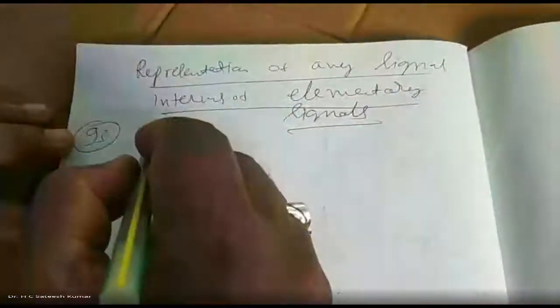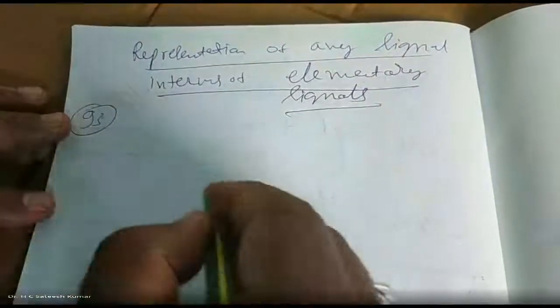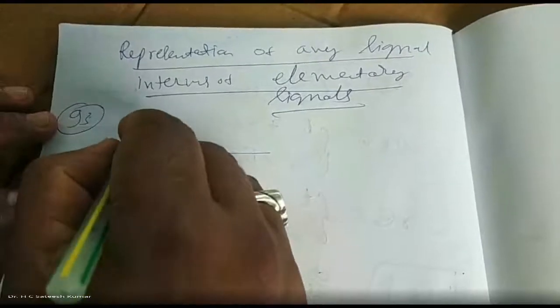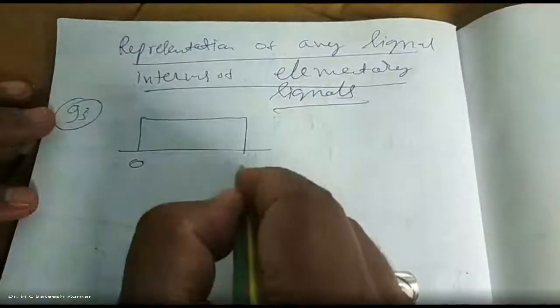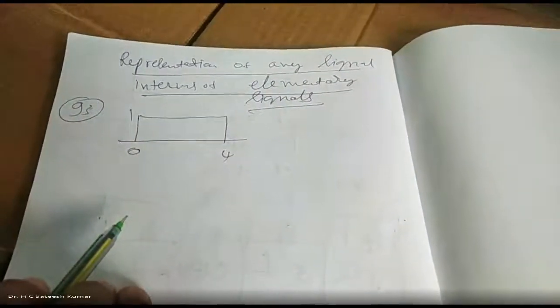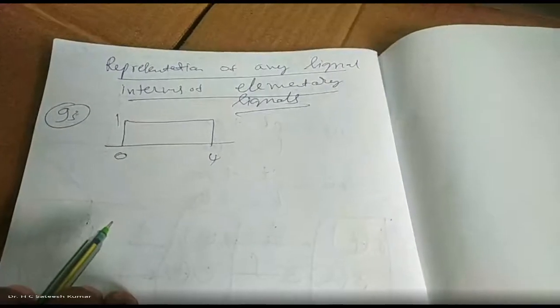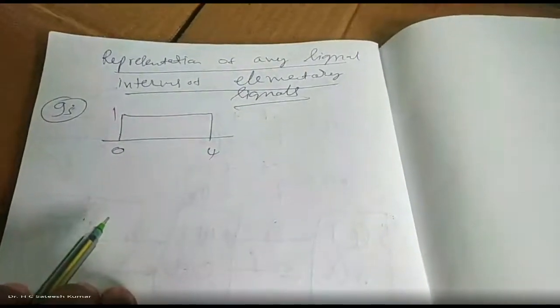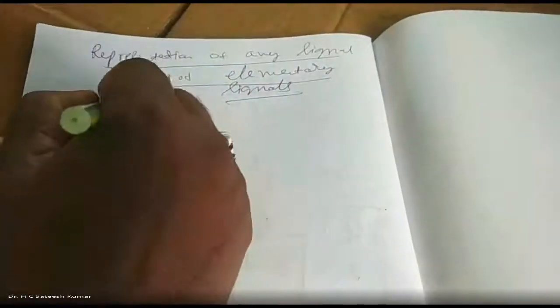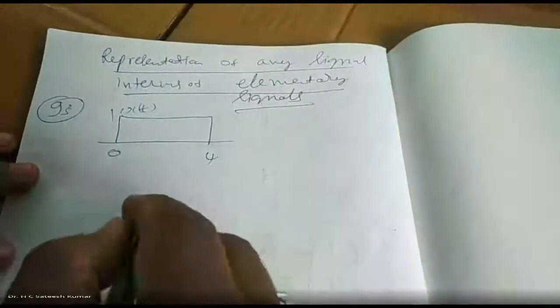Represent the following signal using elementary signals. Let us say I have a signal like this: 0 to 4, amplitude 1. What should we do? First, I'll do one method and then I'll give the shortcut. That is the very easiest method and that will fetch you marks also. Let us say this is a signal x of t. How to represent this using elementary signals?